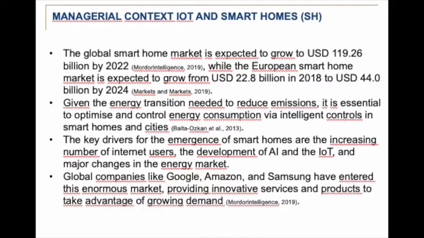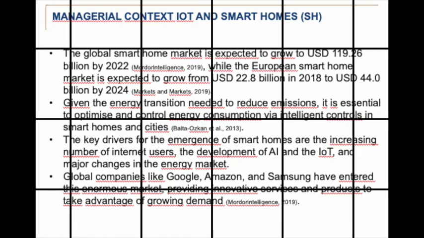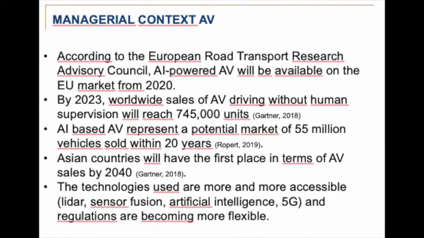Again, the key drivers for the emergence of smart homes are the increasing number of internet users, the development of AI and IoT and the major changes in the energy market. Global companies like Google, Amazon and Samsung have entered this enormous market, providing innovative services and products to take advantage of growing demand. Or another example coming from a research article we wrote about autonomous vehicles.